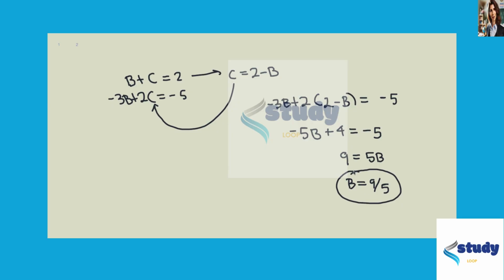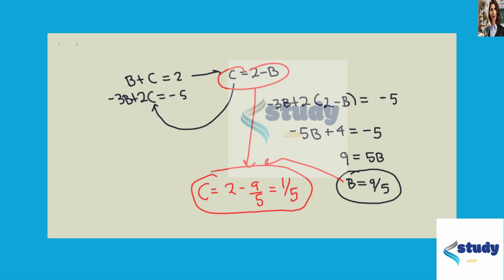Then, using this equation up here, let's solve for C. Plugging B equals 9/5 in, we have C equals 2, which is 10/5, minus B, which is 9/5. That leaves us with 1/5. So now we've found our coefficients A, B, and C. On the previous page, we found that A was 2, so let me rewrite that here from page 1. And now let's go on to the next page.